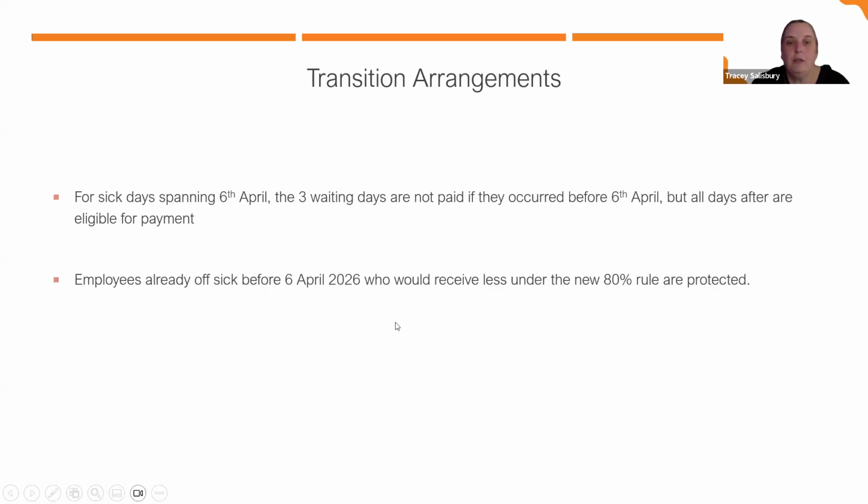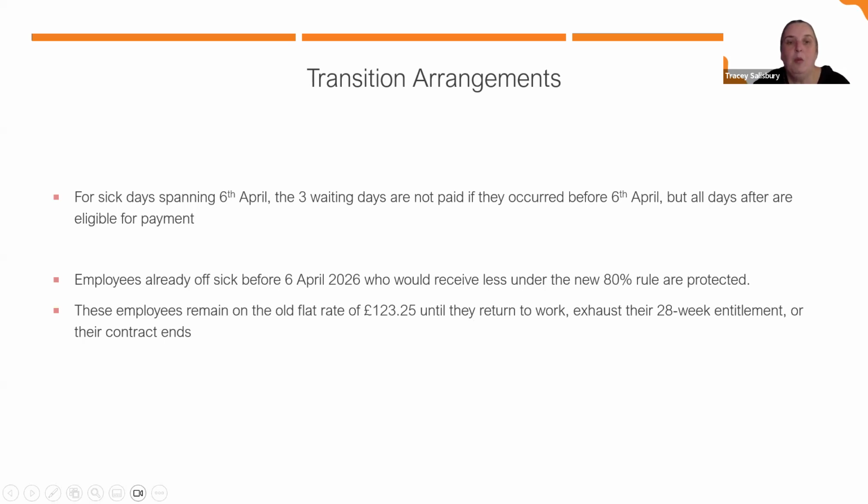Any employees who are already off sick before the 6th of April who would receive less under the new 80% rule are also protected. So the underlying message here is people may be financially better off for crossing over, but they shouldn't be worse off. So if you're not sure with any staff at all what you should be paying them if they've crossed over that date, just let us know, or let your accountants or your payroll know. And obviously we can just make sure that you apply that properly.